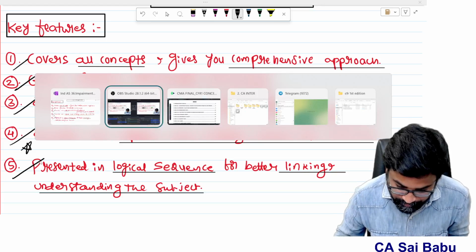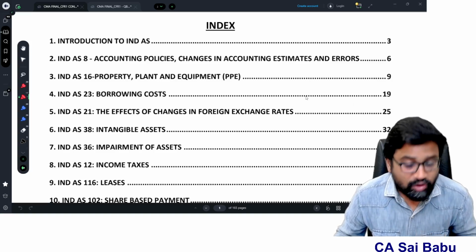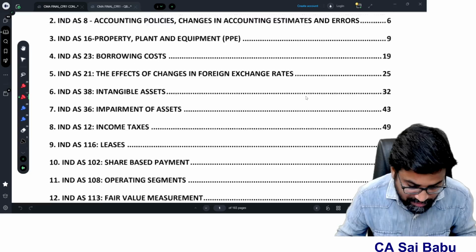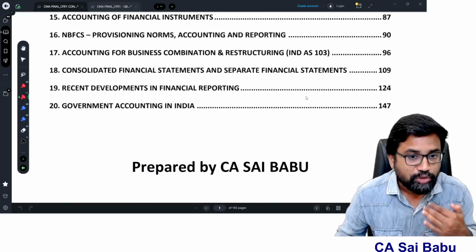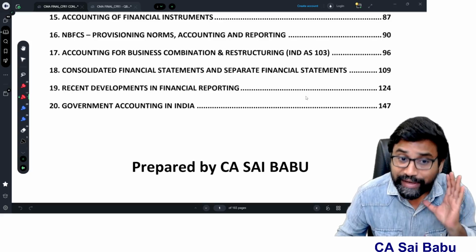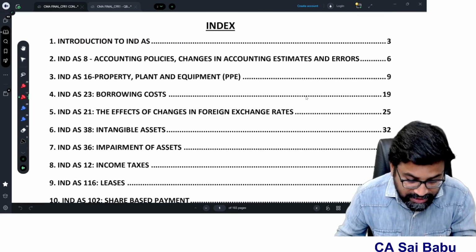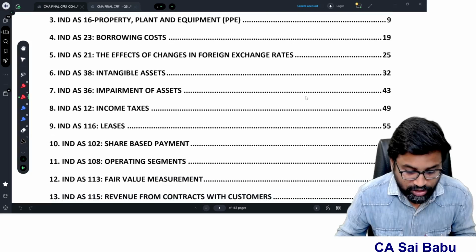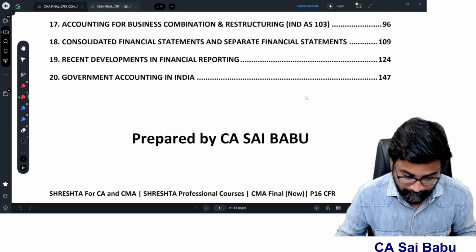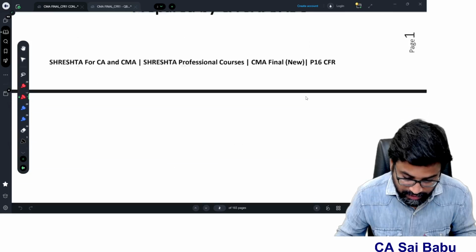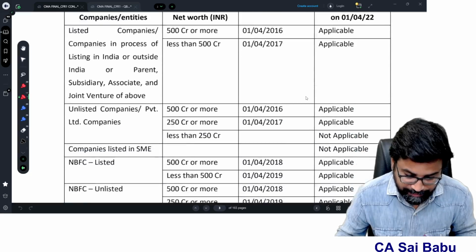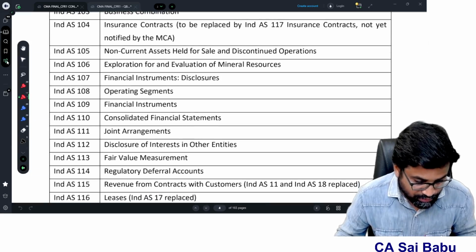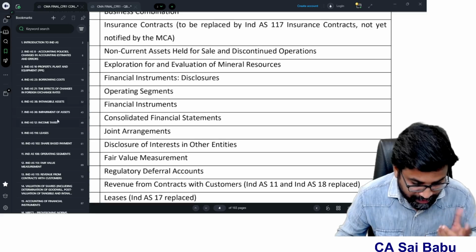Okay, now see here, suppose this is the concept book. This is how the index will be. The entire syllabus I have divided into small chapters, so there are a total of 20 chapters, because each index I have taken as a separate chapter. There are 12 indices. Now, for example, you see the introduction to Ind AS, the first chapter. This is how we presented it. So I am going to show you one important standard.